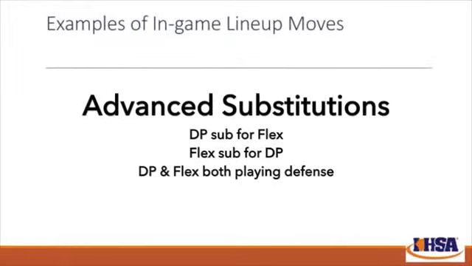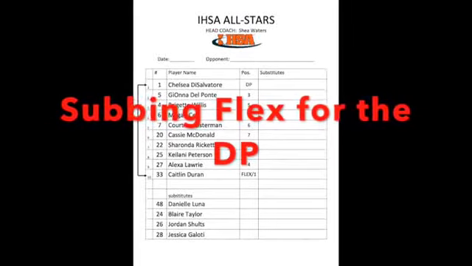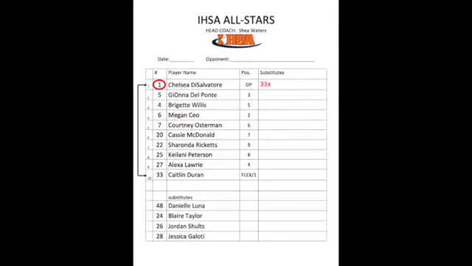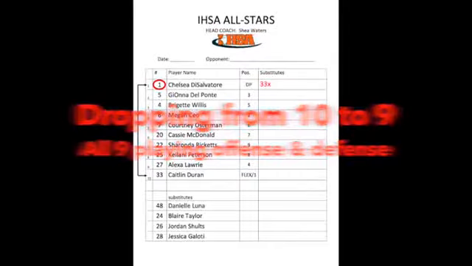Now we will show 3 examples of some of the more advanced substitutions that involve the DP and the flex. In our first example, the coach is wanting to bring in the flex to play on offense. The flex player can only be added to the batting order in the DP position that was identified at the beginning of the game. With player number 1 having left the game, we have now dropped from 10 to 9 players, all playing offense and all playing defense.